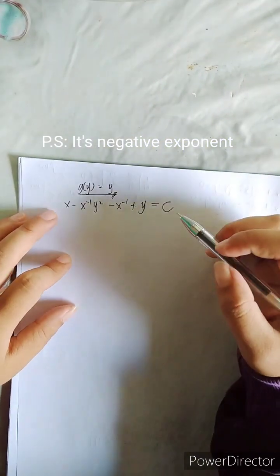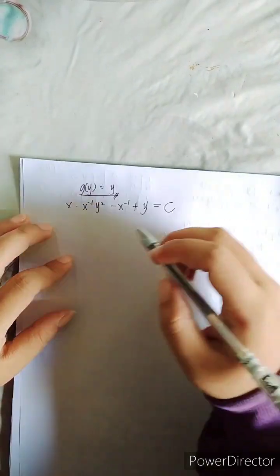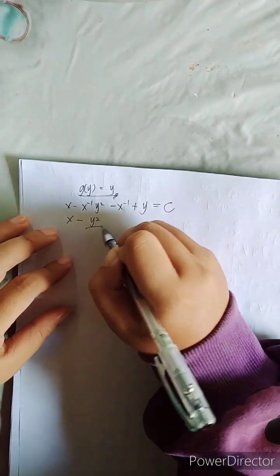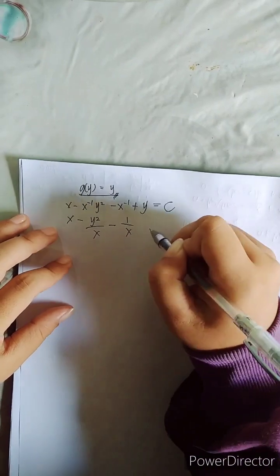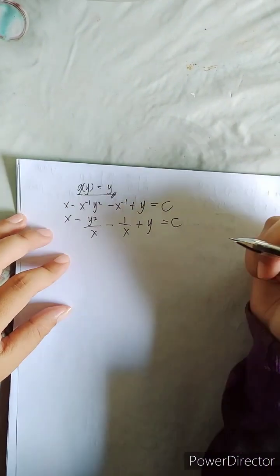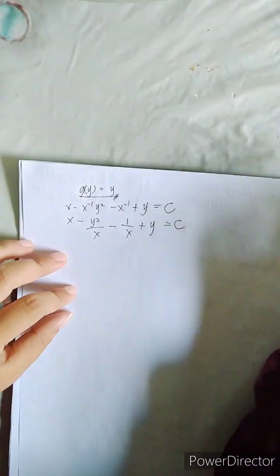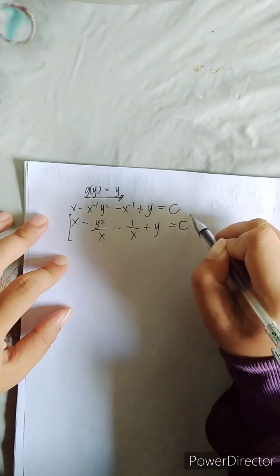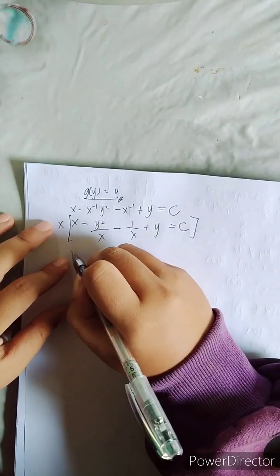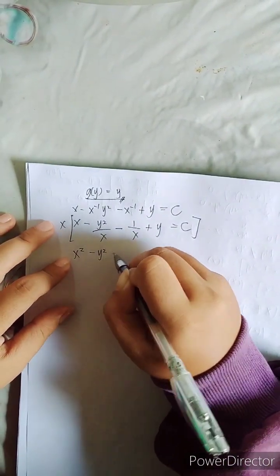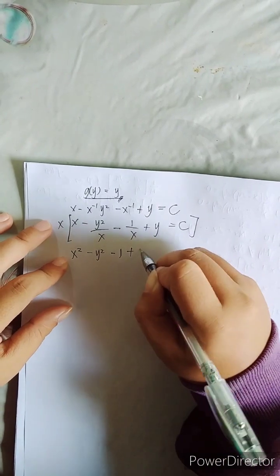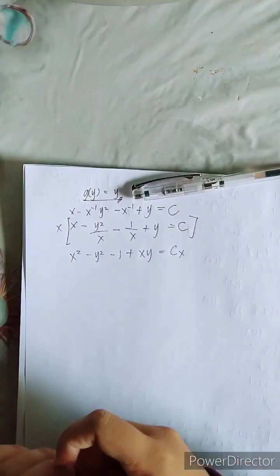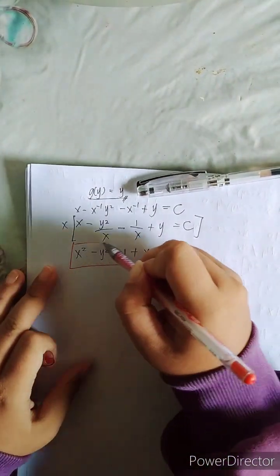Since there is a negative exponent, we can rewrite this one into x minus y squared over x minus 1 over x plus y equals c. To cancel the denominator, multiply x. This will be x squared minus y squared minus 1 plus xy equals cx. Then, this is our final answer.